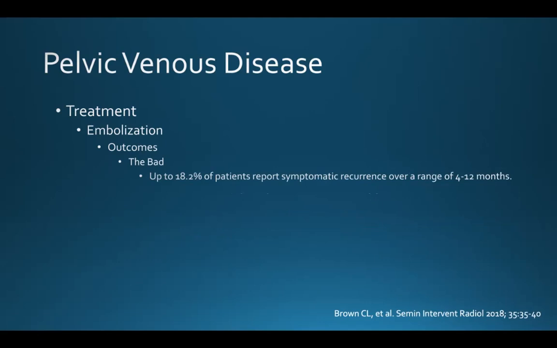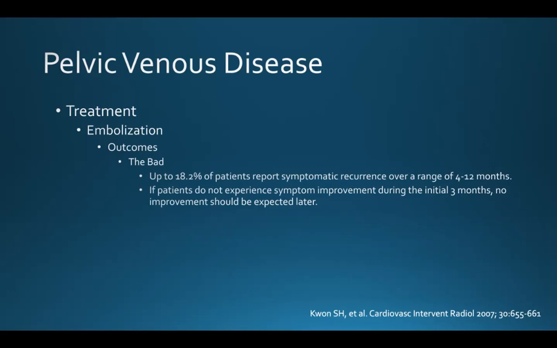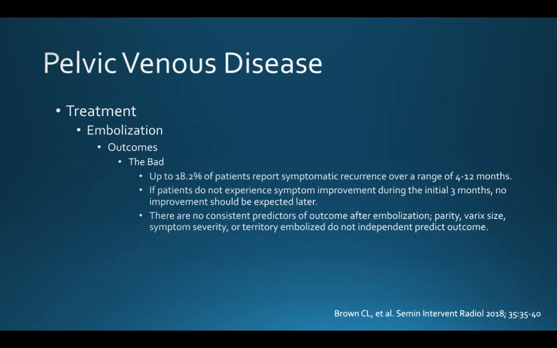The bad news is up to 18% of patients report symptomatic recurrence over a range of 4 to 12 months. If patients don't experience symptom improvement during the initial 3 months, no improvement should be expected later. In addition, there are no consistent predictors of outcome after embolization. Parity, size of the varices, severity of the symptoms, or the territory that's embolized all do not independently predict outcome.